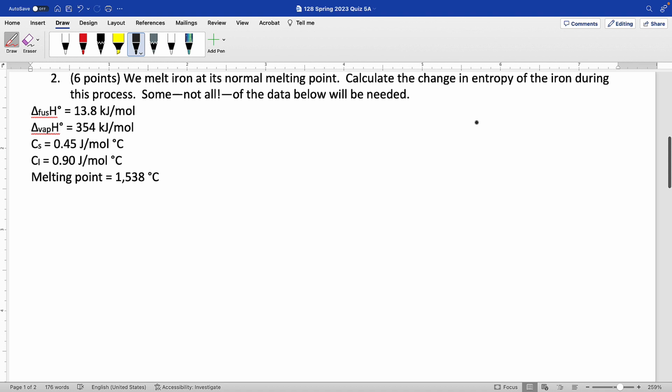Okay, so in the next problem, we're going to melt some iron, and we want to calculate the change in entropy of the iron during the process. And we're given some data, and some of it might be useful, some might not be.